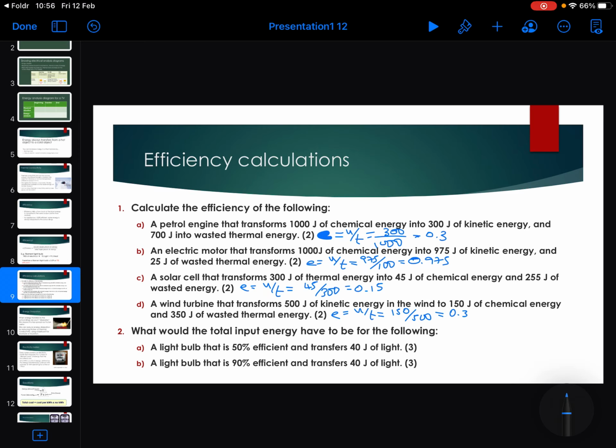2a, what would the total input energy have to be for the following? A light bulb that is 50% efficient and transfers 40 joules of light. So total is going to be useful over efficiency. 40 over 0.5 gives me 80 joules. B, a light bulb that is 90% efficient transfers 40 joules of light. Useful over efficiency. 40 over 0.9. I'm going to have to do that one in my calculator, but it comes out as 44.4, and again, that's in joules.